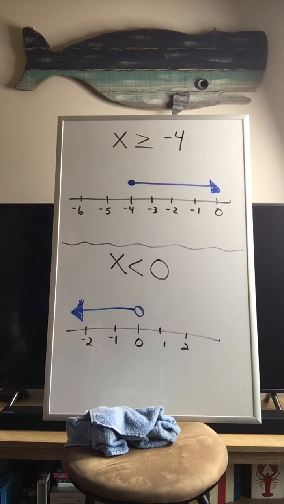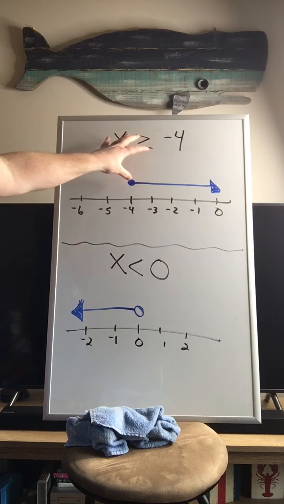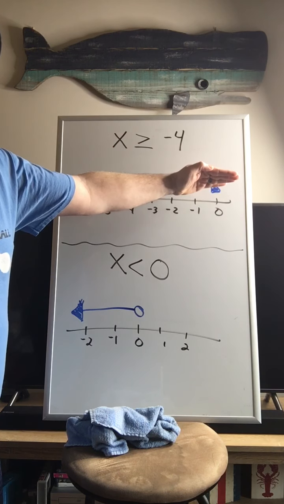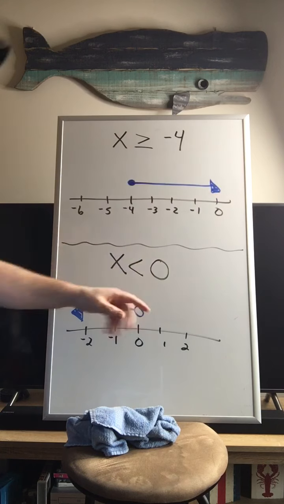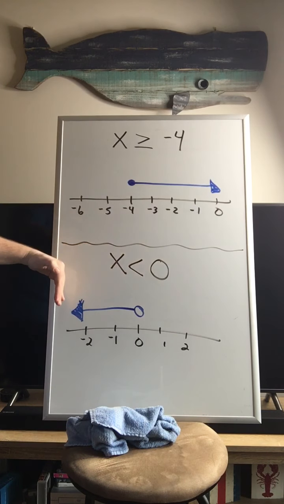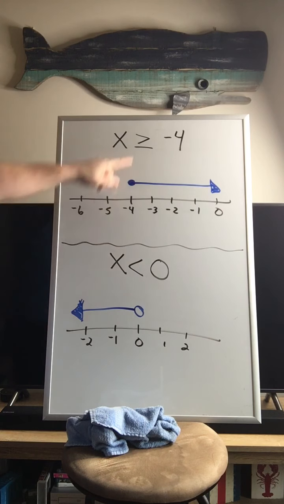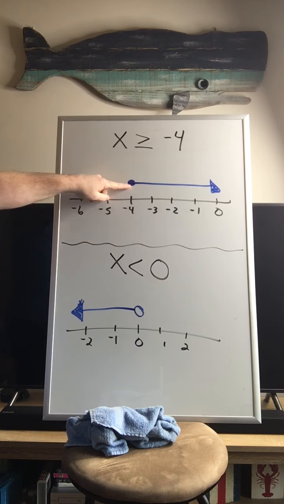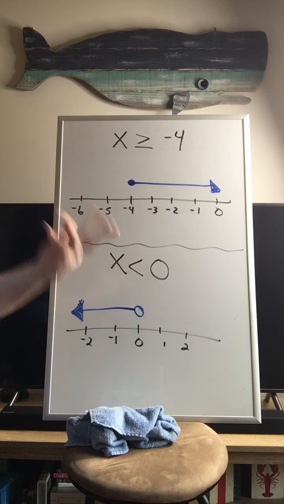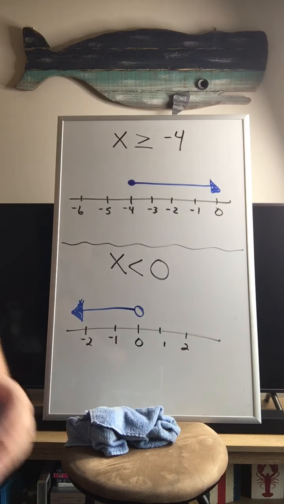Okay? So remember, if it's a greater than, you're going to be shading to the right because the numbers get greater to the right. If it's a less than, you're going to be shading to the left because the numbers get smaller to the left. If it's equal to, then you're going to have a solid dot. If it's not, you're going to have an open dot. That's all you need to remember.